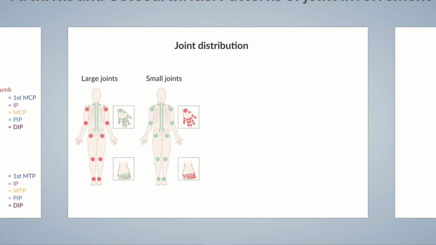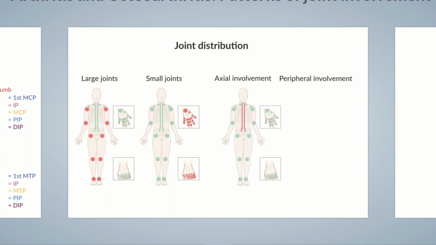In addition to differentiating joints into small and large joints, another means is to look at whether the joints of the body axis or the extremities are affected, that is, if there is axial or peripheral joint involvement. Axial joint involvement affects the spine or sacroiliac joints, whereas peripheral joint involvement affects the joints of the arms and legs.